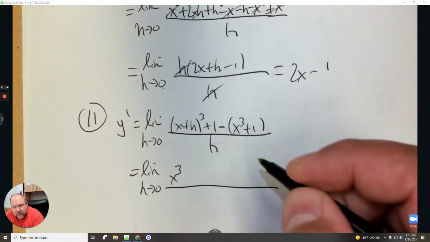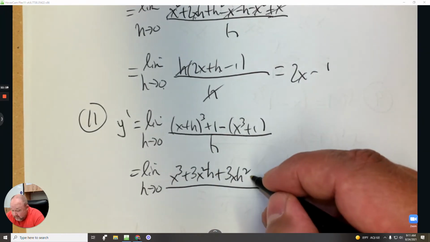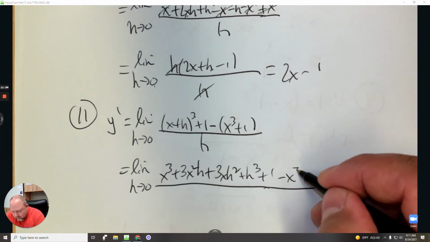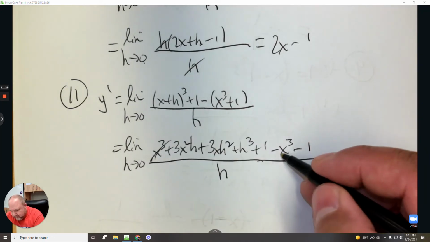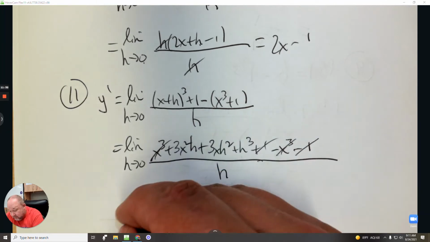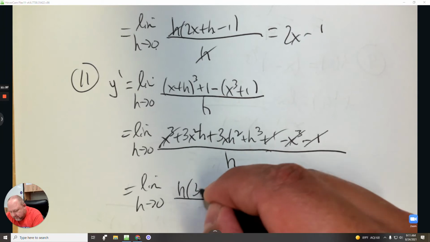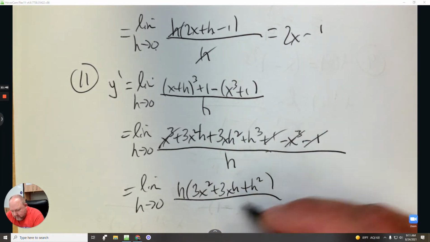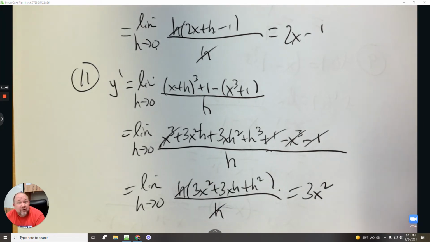It's going to be x cubed plus 3x squared h plus 3x h squared plus h cubed plus 1 minus x cubed minus 1. Now I want you to notice the x cubes subtract out, 1 subtracts out. We're going to factor out the h. The more we do this, it's not so bad. We have 3x squared plus 3xh plus h squared. Divide out the h, plug in 0, and all you're left with is 3x squared. And you knew that answer at the beginning, so it's good to know that you can do it both ways.